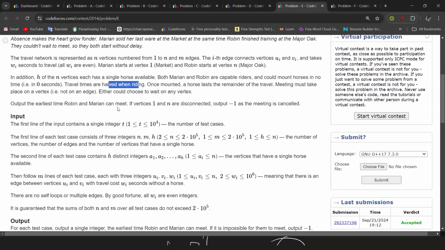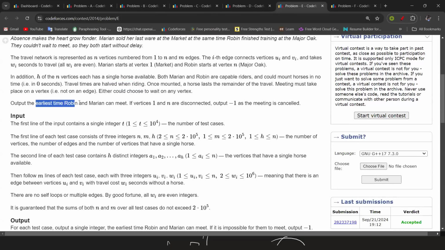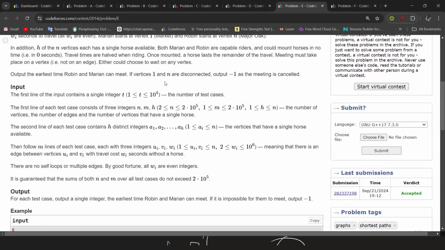So this is given, and then you just need to output the earliest time Robin and Marian can meet. If vertex 1 and n are disconnected, output -1 as the meeting is cancelled. So you just need to find the earliest time at which they both can meet, at any vertex. You can decide at what vertex they should meet to have the minimum time. Both of them should reach that vertex in that time. And if they are disconnected, they cannot meet, so you output -1.